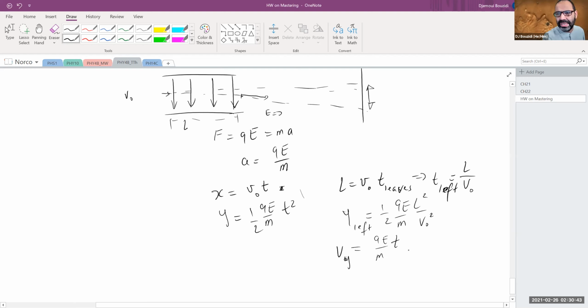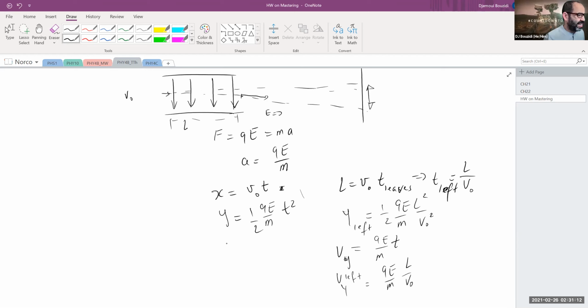So when it leaves, it's going to have Vy when it's left the plates. It's going to be QE over M times L over V naught. So now this is the component of the velocity in the y direction, and it has already components in the x, so I need to find its numerical value. I have L 26 centimeters. I have V naught 3000 basically meters per second. I have a Q, which is equal to, we don't know, so we're going to find it, okay?